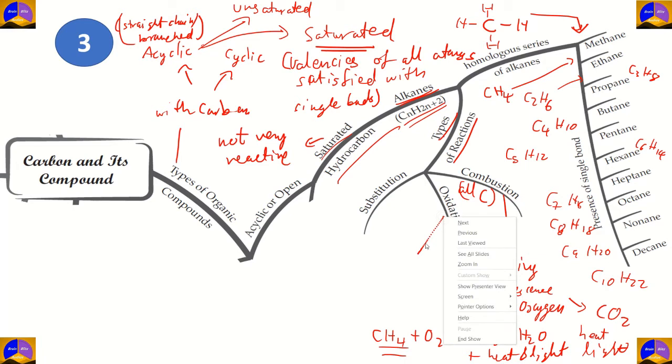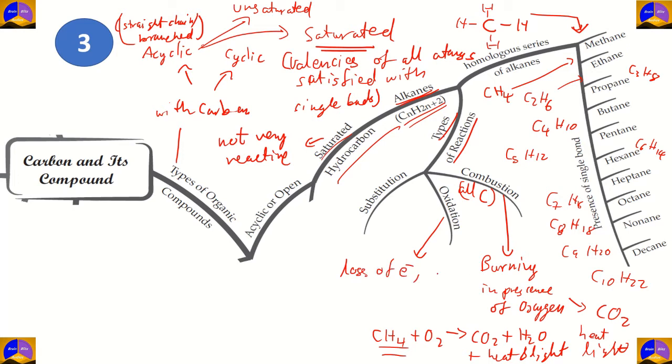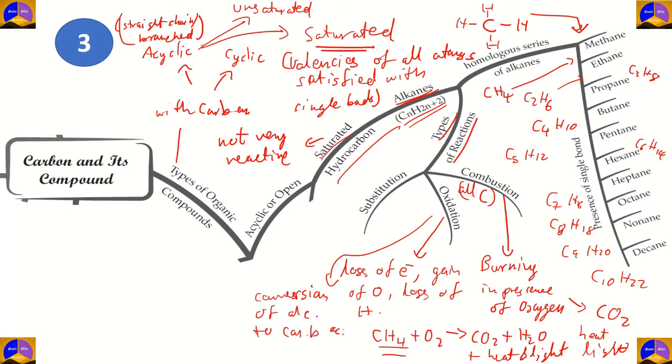The second reaction associated with saturated compounds is oxidation reaction. So oxidation reactions are reactions where you have a loss of electrons, a gain of oxygen atoms, loss of hydrogen atoms, etc. So these kinds of reactions are known as oxidation. They occur in carbon. An example for that is the conversion of alcohols to carboxylic acids. Now these are functional groups. We'll discuss them later in this video.